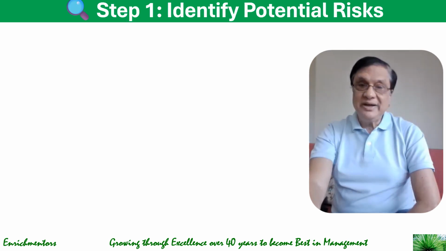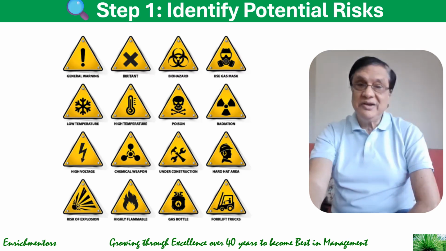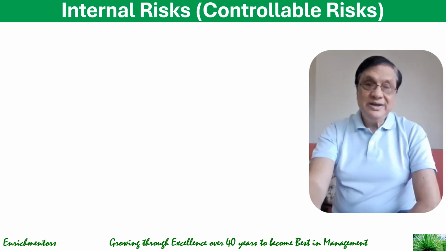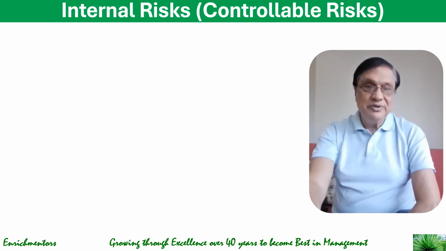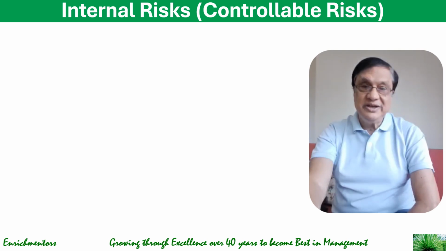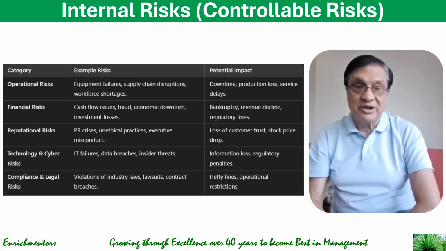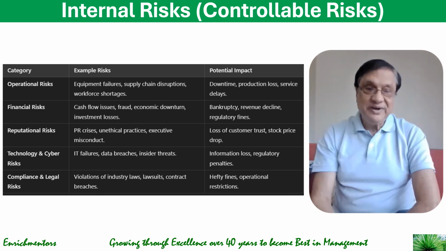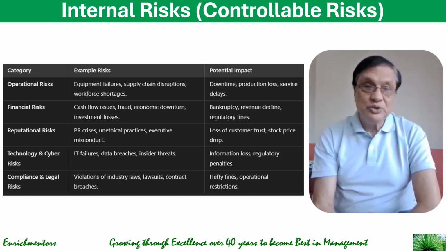So, the first step is to identify potential risks. You need to identify all potential risks, right? And we just understood earlier also there are two kinds, internal and external. So let's take a look at each and see how we can identify these potential risks. The internal risks are the controllable risks, and these originate within the company and can often be mitigated through proper planning and internal control.